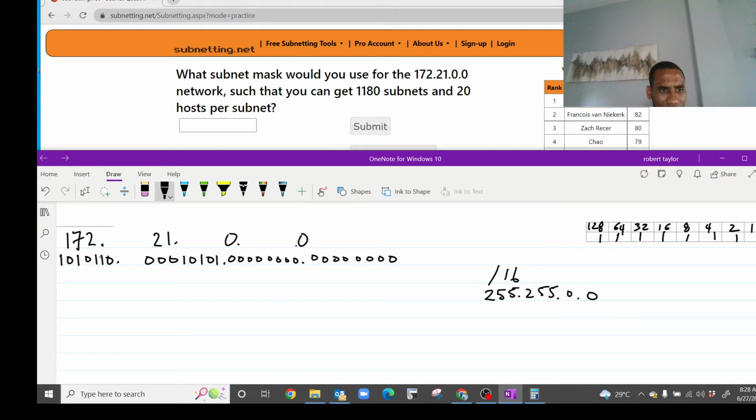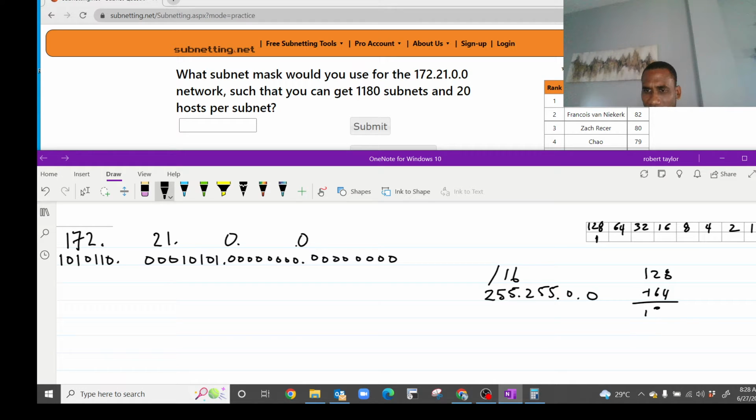So I need to work out the 172 again. We know that the 255 is all ones, but let's work back out the 172 because I messed it up. I should have 8 bits here. I only have 7 bits. So I'm going to take the 128. It's a nice refresher, guys. 128, and then I'm going to add the 64.